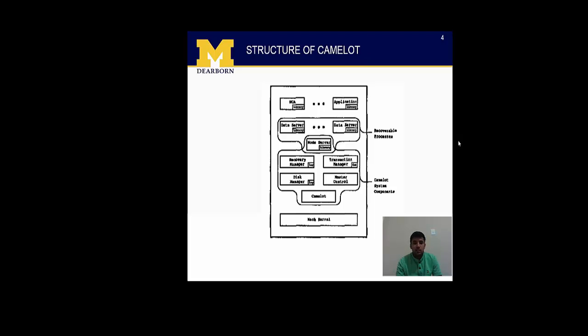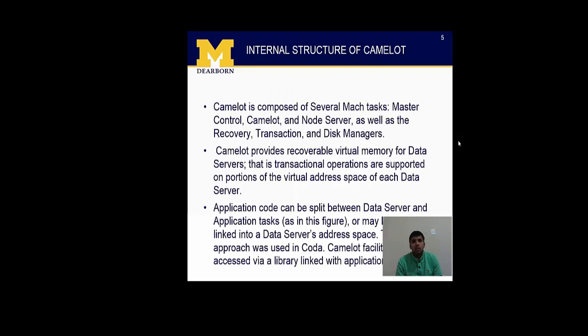There are a lot of modules in it, as you can see. Each module is basically a task on the Mach operating system. The operating system ensures that there is inter-process communication among the modules present here, with the help of its inter-process communication facility. Coming to this slide, the Mach operating system that is present in the structure in the previous slide consists of different tasks like master control, CAMELOT, and node server, as well as recovery, transaction, and disk managers.